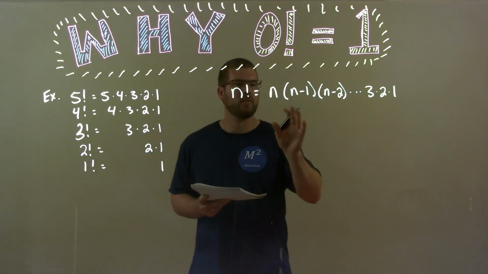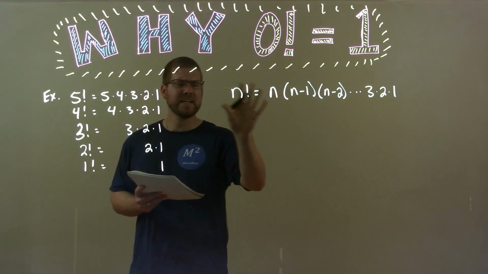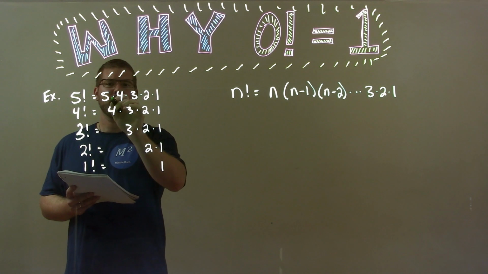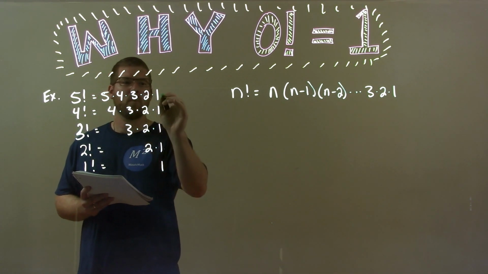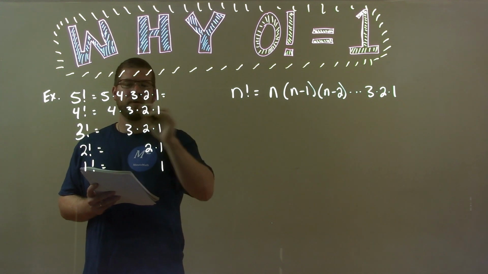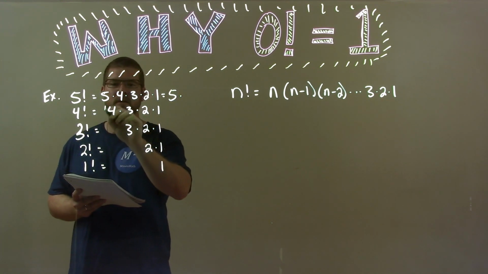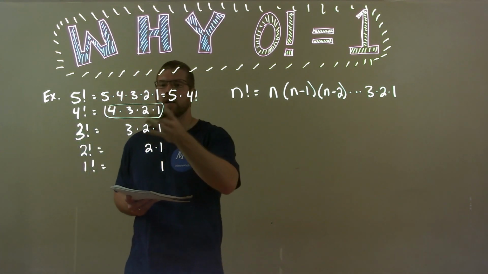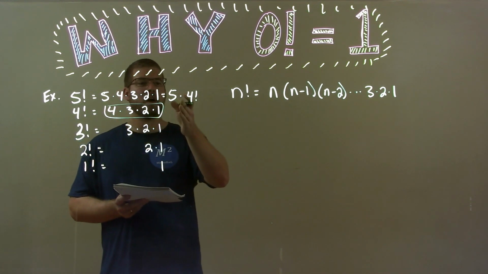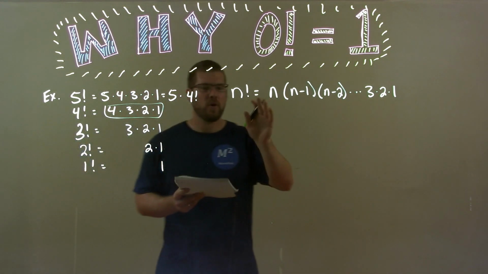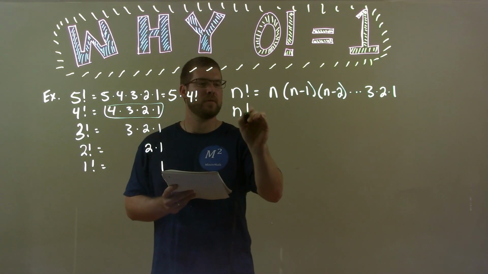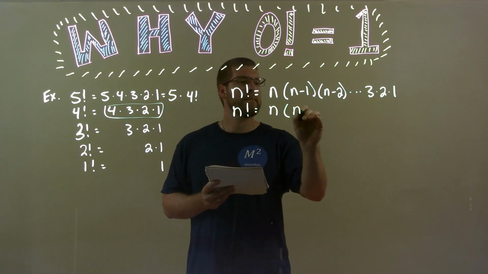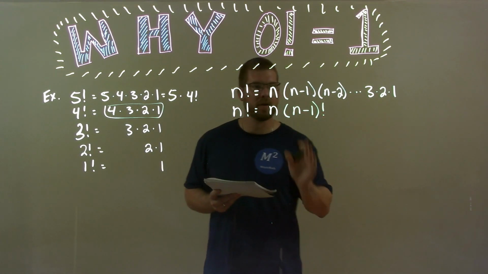Well, we also can write this differently. One thing we notice, looking at 5 factorial and 4 factorial: 5 factorial is 5 times 4 times 3 times 2 times 1, and 4 factorial is just 4 times 3 times 2 times 1. So 5 factorial is 5 times 4 factorial. So whatever n factorial is, we can write it as n times n minus 1 factorial.